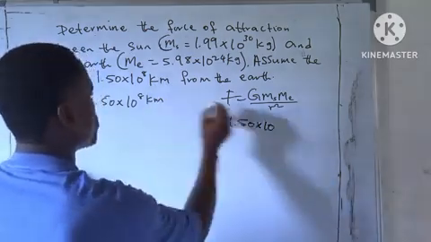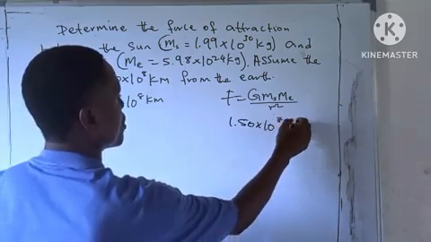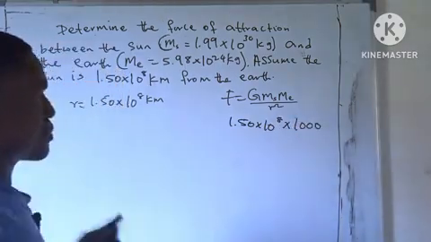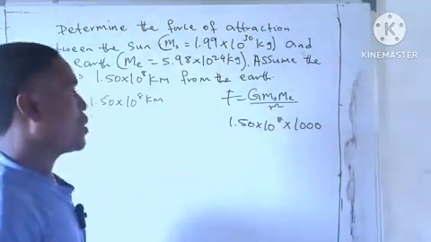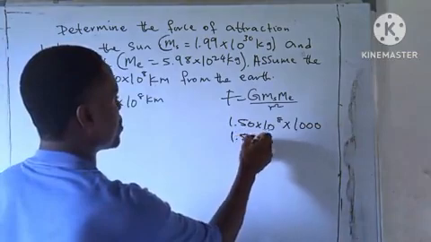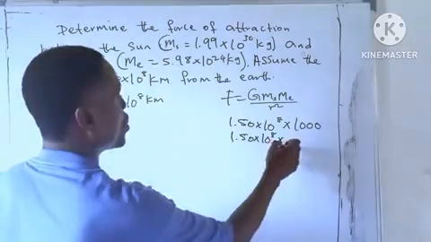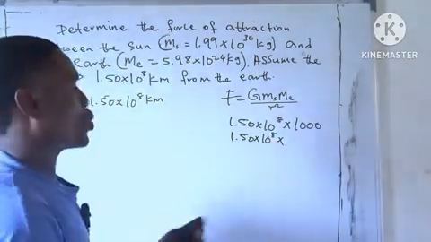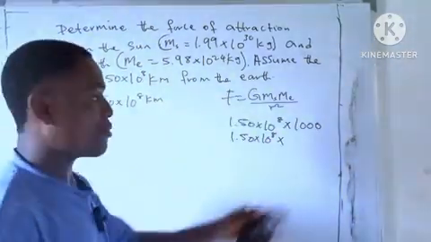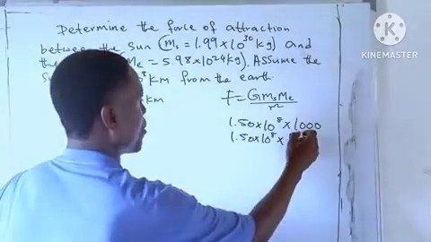1.50 times 10 raised to power 8. You divide, multiply by what? 1000. Are you getting it now? Okay, let's continue. So we have 1.50 times 10 raised to power 8, right? We can change this number to index form. How many zeros do we have? 1, 2, 3, right? So it will now be 10 raised to power what?